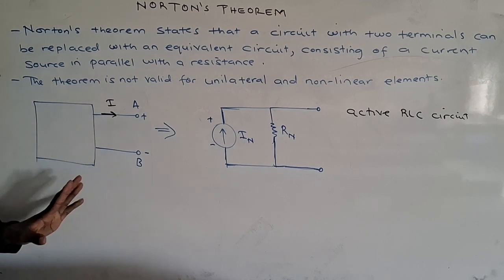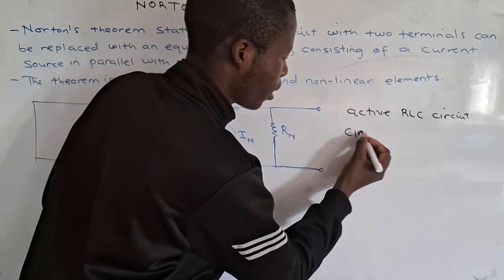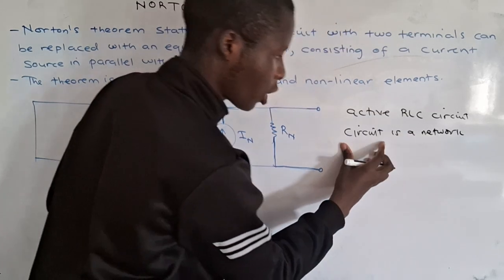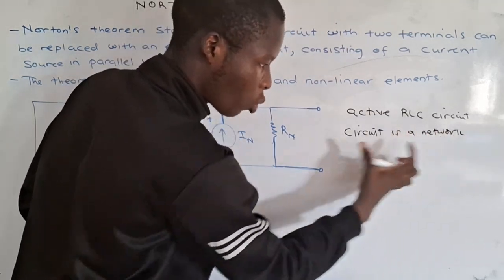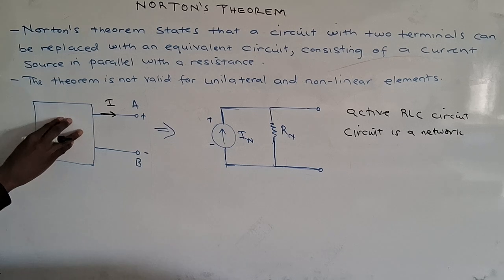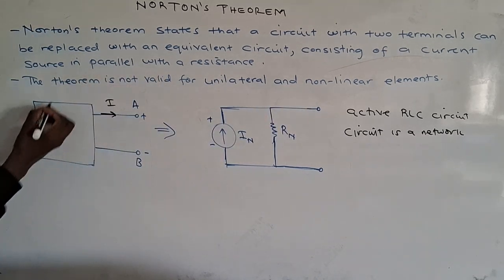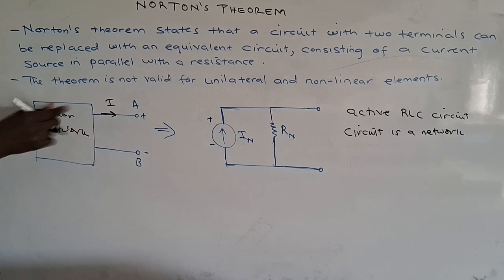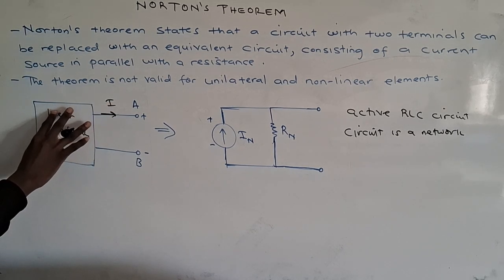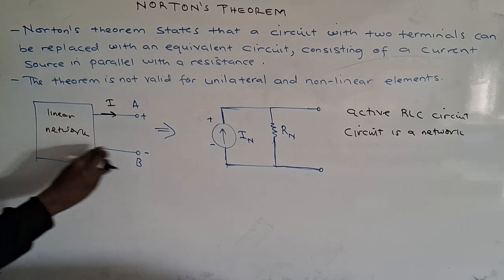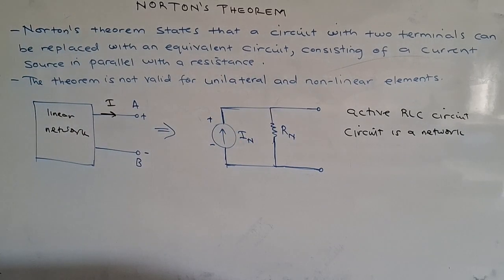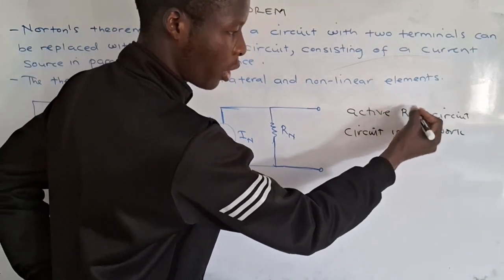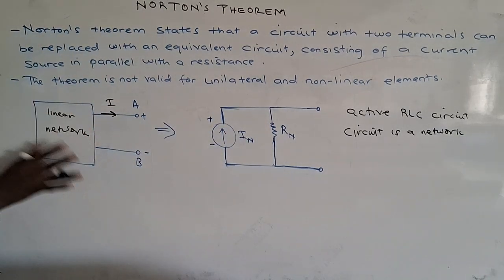See, I explained in the previous class, a circuit is a network. So all circuits are networks, but not all networks are circuits. So I'm saying this is an active RLC circuit. This is a linear network. I have this linear network. So this current is coming from the linear network. And this linear network consists of many resistors, inductors, and capacitors. But in this case, we are going to stick to the resistors only. Sorry. In this case, let's say many resistors are there.